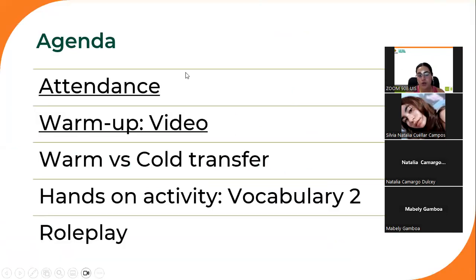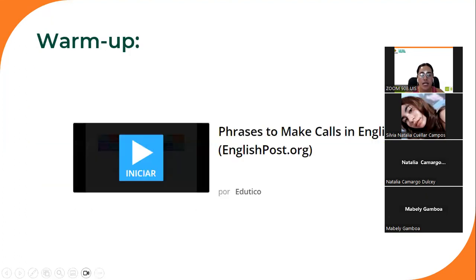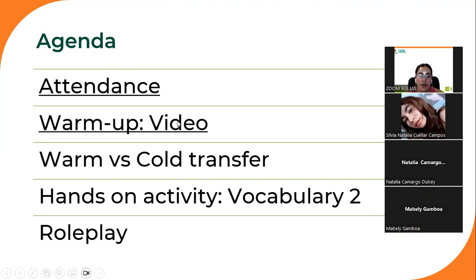So first, we're going to watch, no, sorry, attendance. Maybe the attendance, we will do it later after the first activity. The first activity is a matching game. Then we will have a video. Then we will see about cold transfers, warm versus cold transfer. We will complete one of the activities on Moodle, Unit 2, Vocabulary 2. And finally, we will do a role play activity in couples. Okay, so that is the idea for our class today.